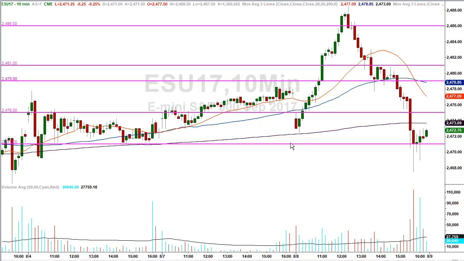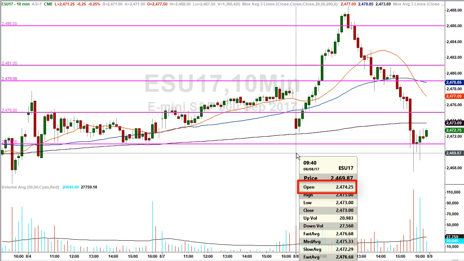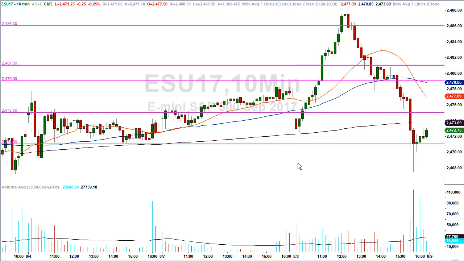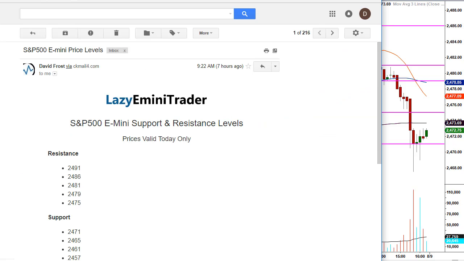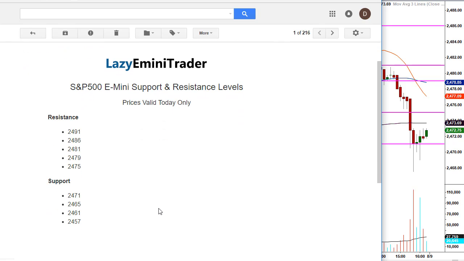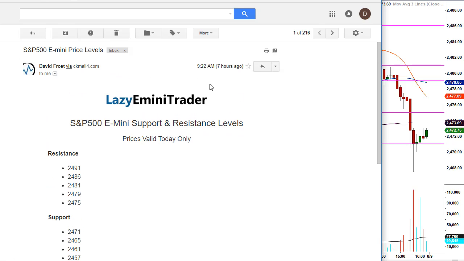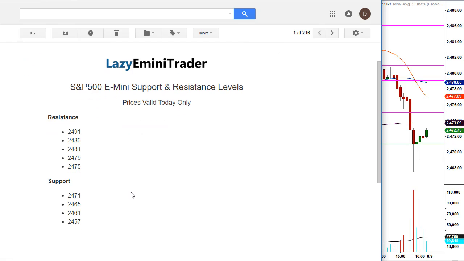So for example, we opened the market today at 9:40. This is the 9:40 candle, so between 9:30 and 9:40, the opening price was 24.7425. Let me bring up the actual support and resistance first. This is the service I have, Lazy E-mini Trader, similar to the Lazy Gap Trader, just different. You can see that it goes out right before the opening bell, 9:22 a.m., just a few minutes before the opening bell at 9:30. I give simple support and resistance levels.